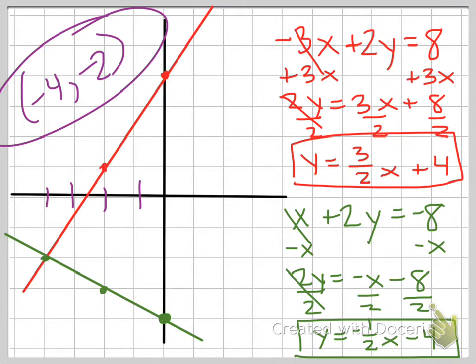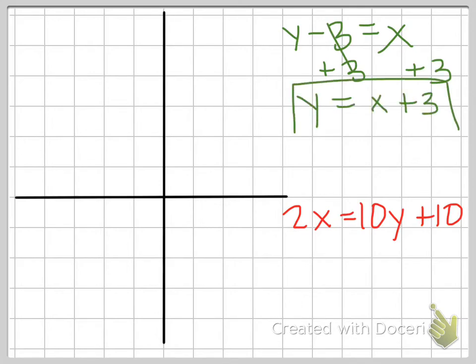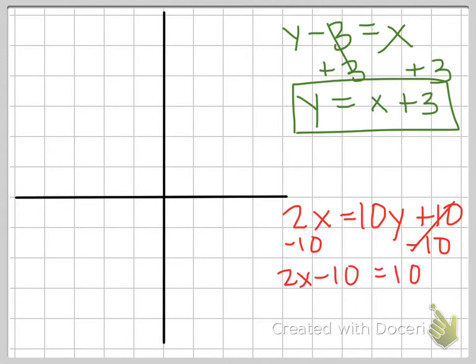So one more. Again, we're going to solve for y first. So I added that 3 over, and I get the equation y equals x plus 3. Now I'm going to take that bottom equation. I'm going to leave the 10y where it is, and I'm going to subtract the 10 over. And now I'm at 2x minus 10 equals 10y. And I'm going to divide by 10.